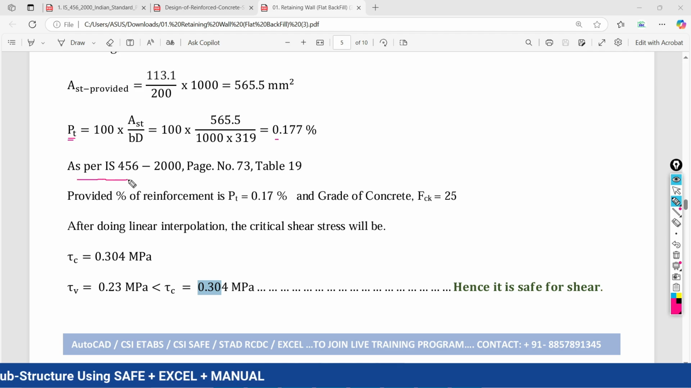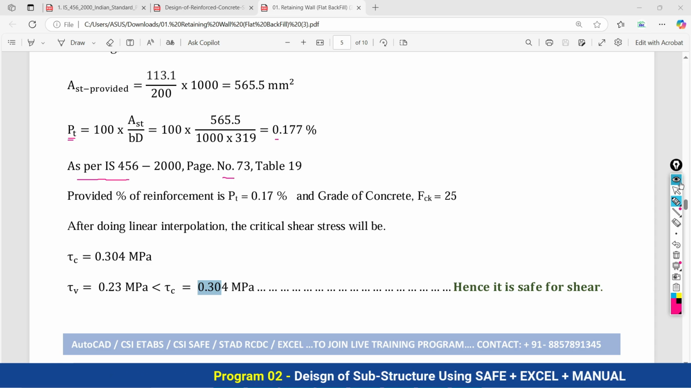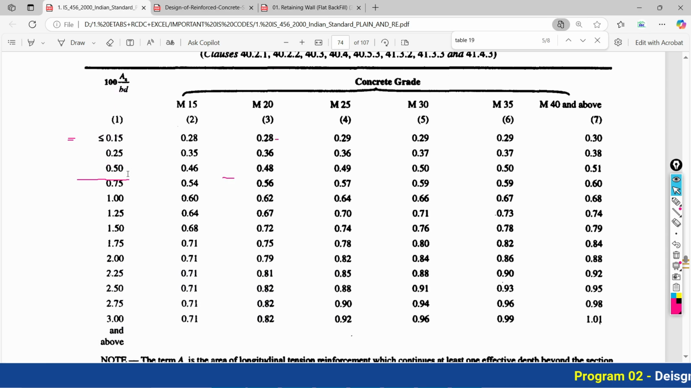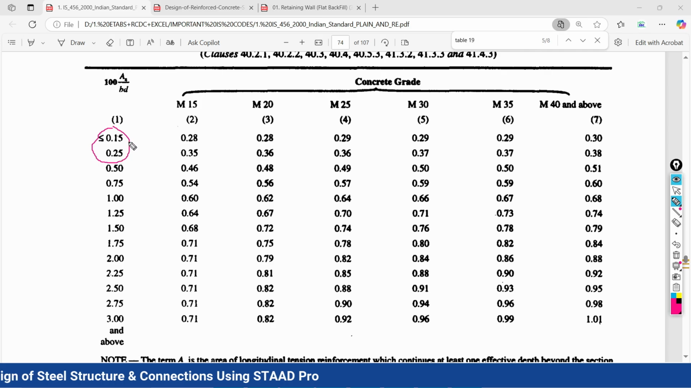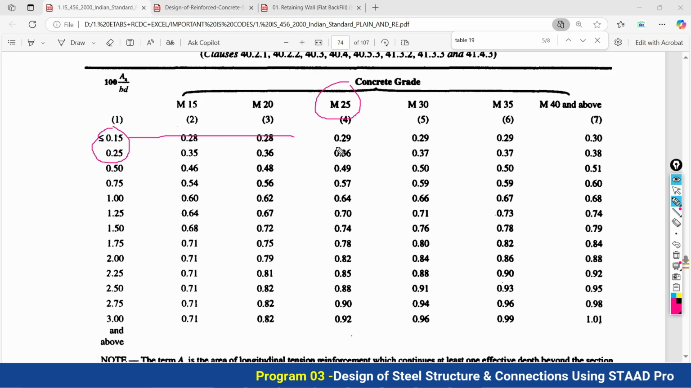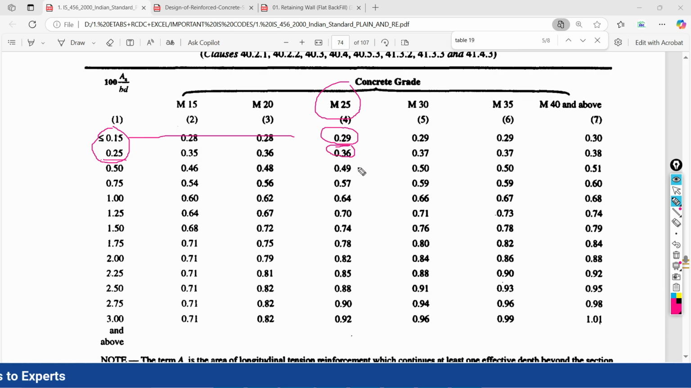So the simple approach is that we have to calculate the finally provided percentage of reinforcement, which is 0.177. As per IS 456 2000, page number 73 and table number 19, here our provided percentage of reinforcement is 0.177. So it is in between 0.15 and 0.25. For 0.15 for M25 grade of concrete, the critical shear is 0.29, and for 0.25 for M25 grade of concrete, the critical shear is 0.36.